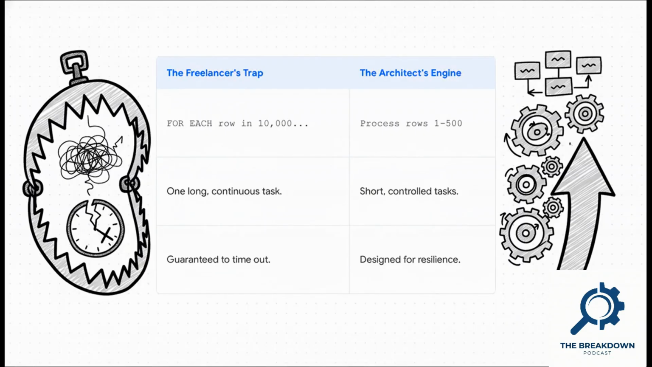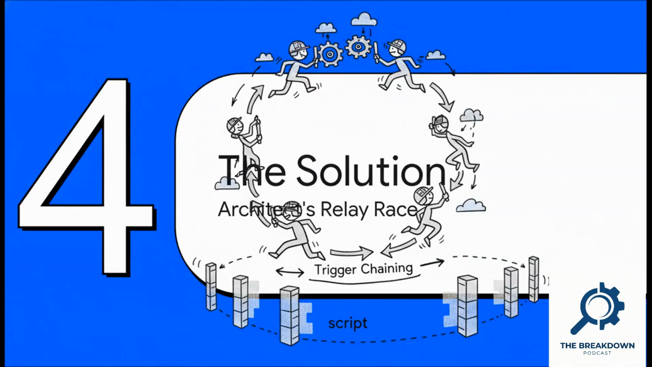But on the right, that's the architect's engine. You break that huge job into a series of short, controlled tasks. That's not just a fix, that's structural resilience. Okay, now for the good part, the solution. The professional way to handle this is something the book calls the architect's relay race. It's this beautiful, elegant pattern, technically it's known as trigger chaining, that lets your script basically run forever without ever even getting close to that wall.